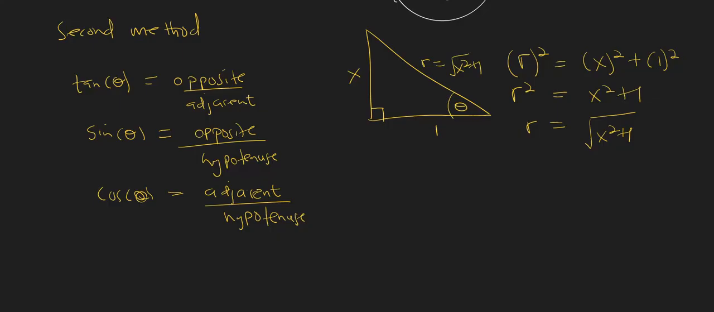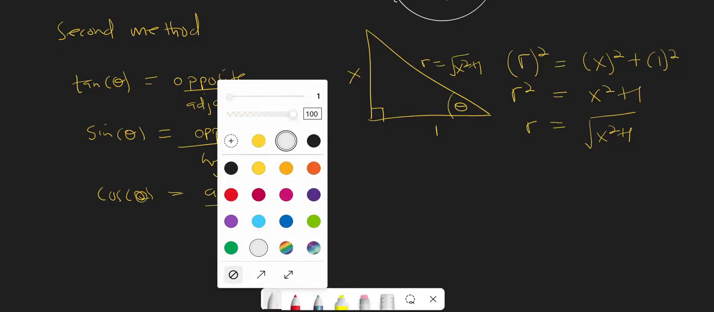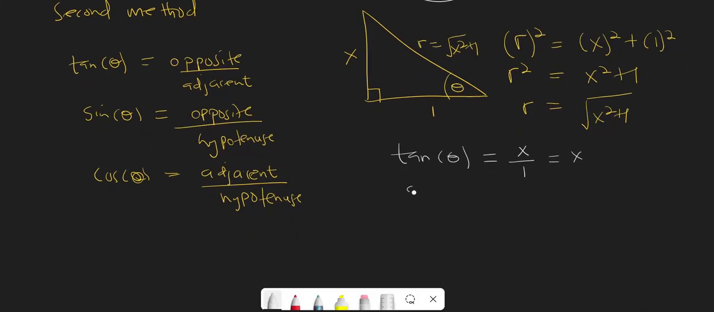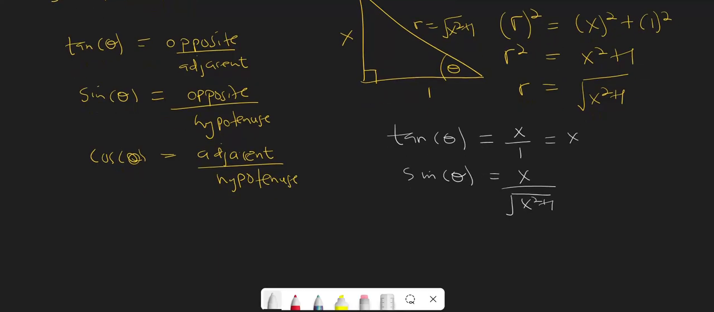Now let's find sine theta using this right angle. So let's find tan theta first. Tan theta is equal to opposite over adjacent. Opposite is x, adjacent is 1, so that is equal to x. Let's find sine theta. Sine theta is equal to opposite, which is x, over hypotenuse, the square root of x squared plus 1. Last, let's find cosine theta. Cosine theta is equal to adjacent, which is 1, over the hypotenuse, the square root of x squared plus 1.